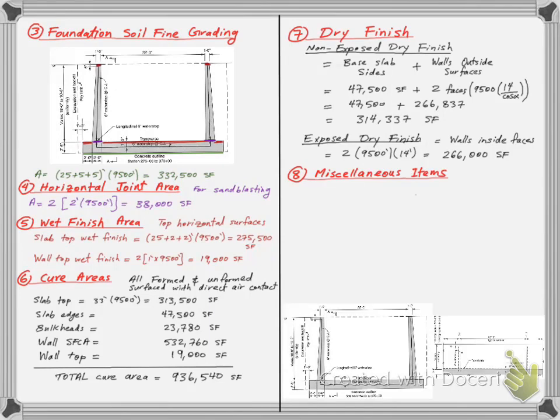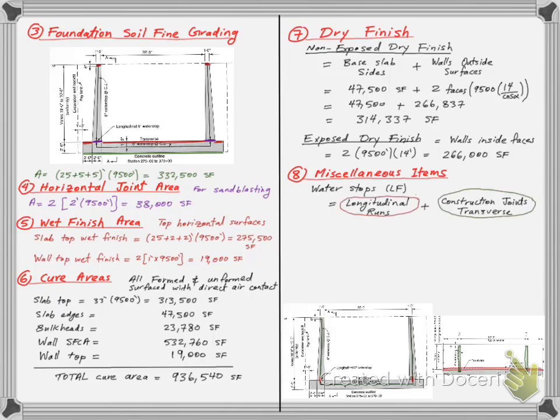The lost quantity we will calculate as for any miscellaneous items that are embedded in the concrete. In this example, we have only the water stops that run longitudinally to stop the water from leaking through the wall slab joint, or run transverse to stop the water from leaking through the joint between the successive channel segments. We can calculate their linear quantities as shown.